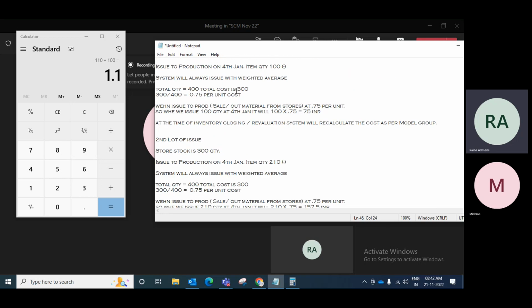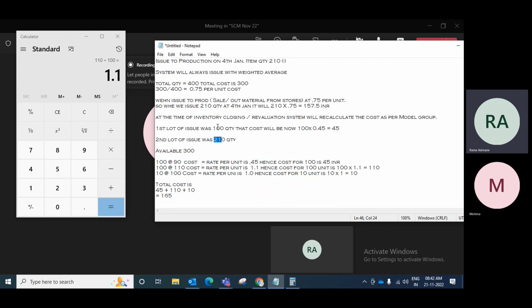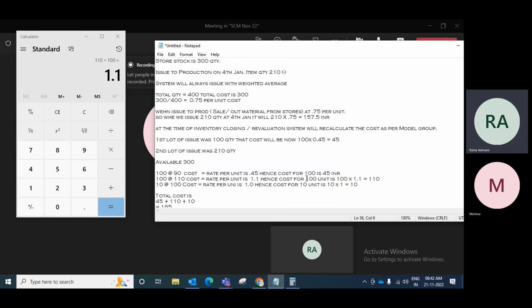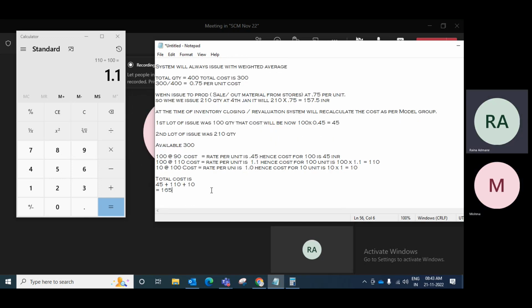take as per the LIFO method, and it will calculate and reevaluate this cost with the 165. Okay? So you go through this, understand, and I will share this calculation to you. This is a very important concept for SCM consultant, that how system works for costing. Whenever we do inventory costing, in every interview you will be asked this question: how system works, how system does the inventory valuation, what is weighted average cost, what is LIFO, what is FIFO, how it works.